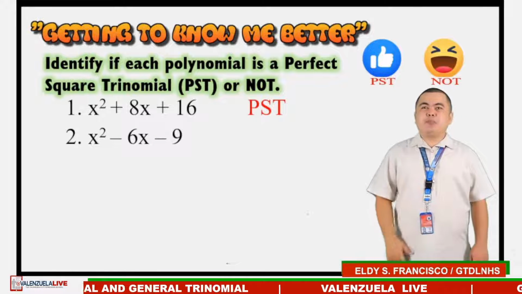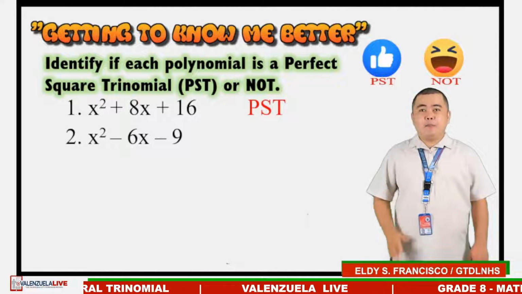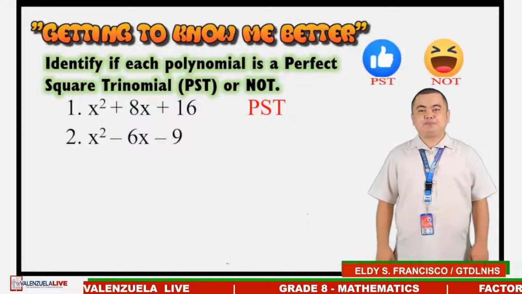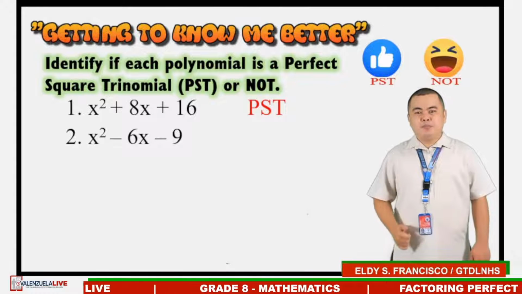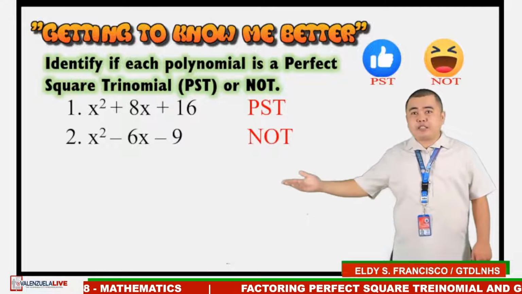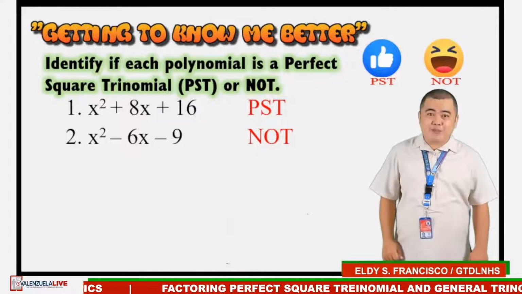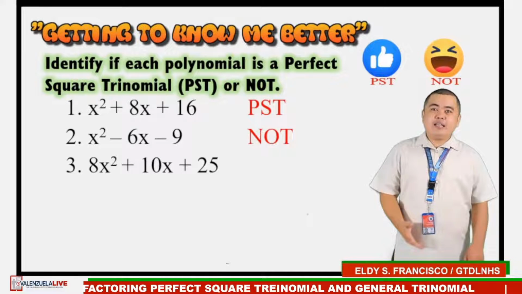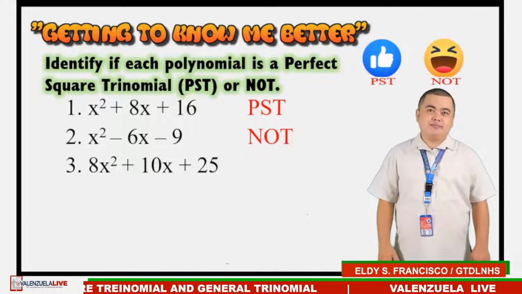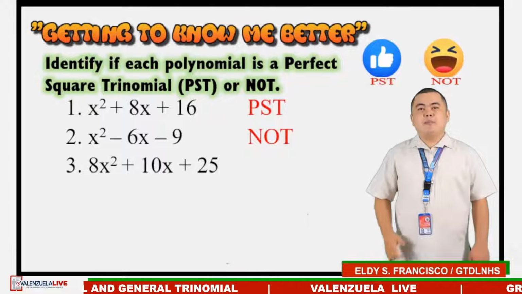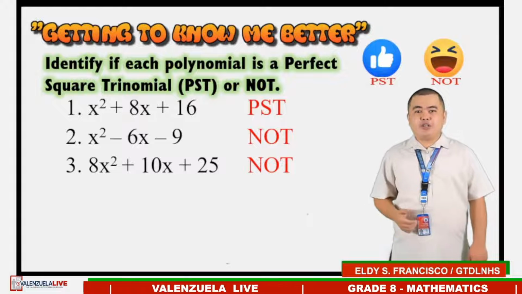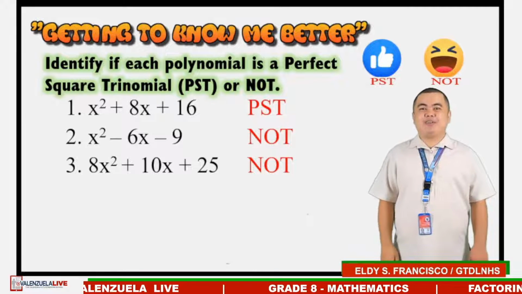2. x squared minus 6x minus 9. PST or not? React now. Very good. The answer is not, because the last term is a perfect square but not a positive number. Next, 8x squared plus 10x plus 25. PST or not? Very good. The answer is not, because the first term is not a perfect square.